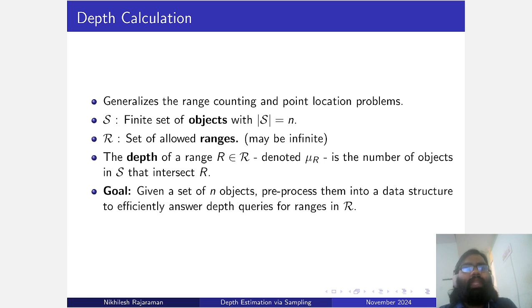So if you look at the depth of a query point, it's basically how many upward facing half planes intersected. And it's exactly the same as saying how many of the lines lie below it. So essentially the depth in this case also corresponds exactly to the number of lines that lie below it, which is exactly the problem we wanted to solve. So in that sense, this point location problem is also a special case of this depth calculation problem.